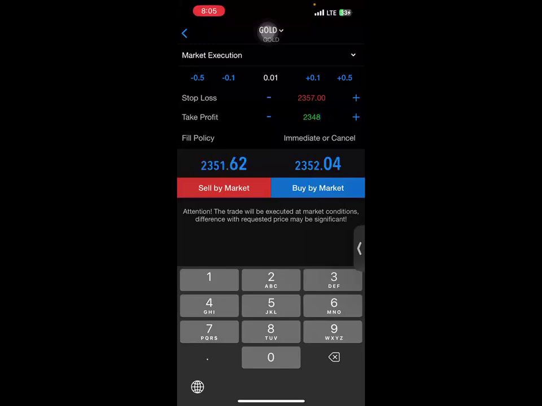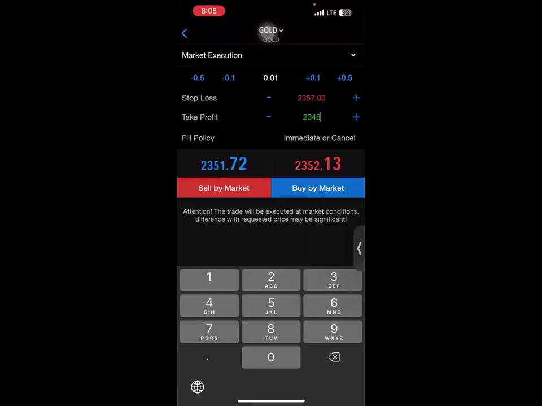All you need to do is literally click sell by market. It is very, very easy. Once you've put in your SL and your take profit 1, you will see take profit 1, take profit 2, take profit 3, and take profit 4. This means that you want to take the trade 4 times. The first one is the TP1, which is 23.48.